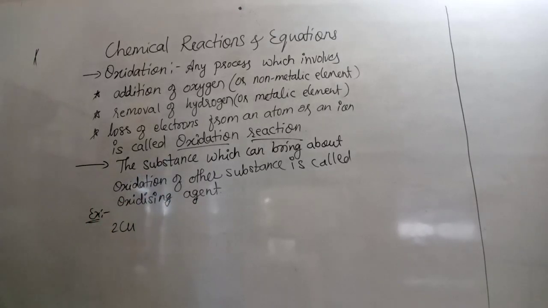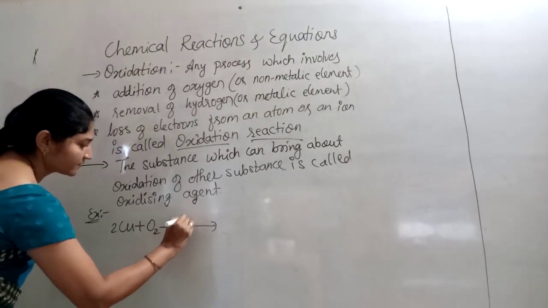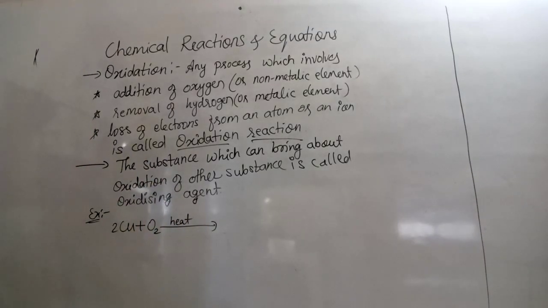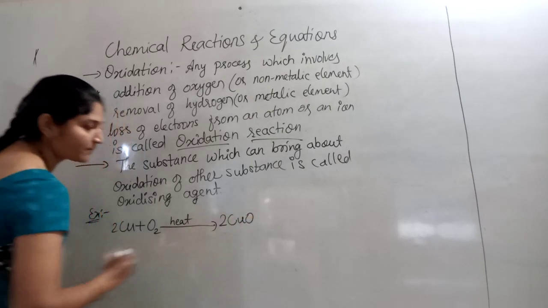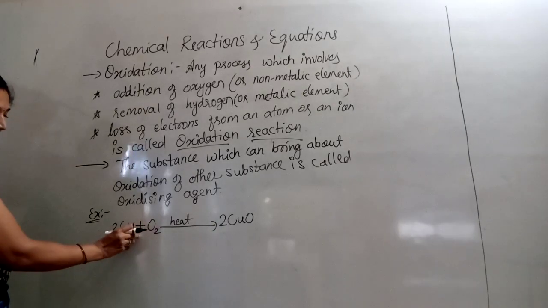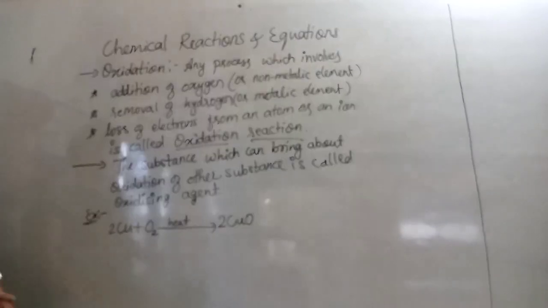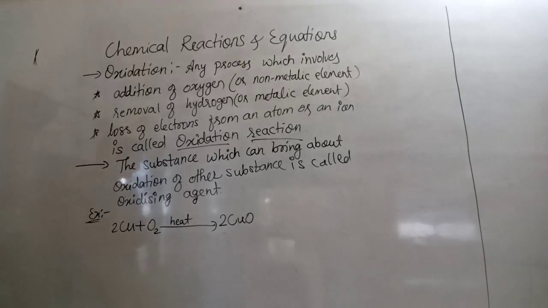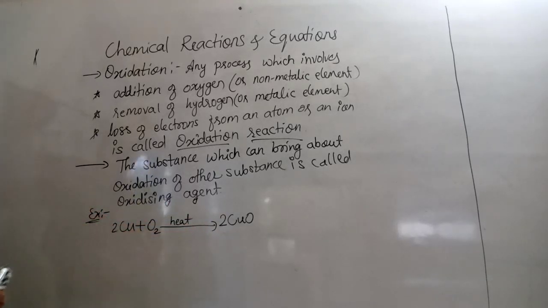Copper plus oxygen, the product is going to form 2 copper oxide, 2 molecules of copper oxide. So what is this reaction? Here the oxygen is added to the copper in the presence of heat and it forms its oxide. Whatever the substance, when those substances react with oxygen to form their oxides, all those reactions we call oxidation. So understood, oxidation reaction.